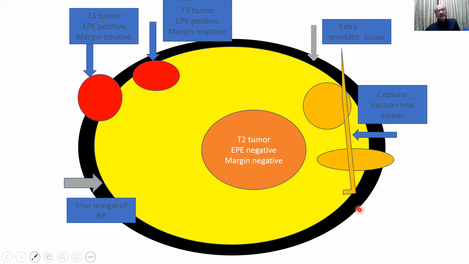Sometimes the surgeon actually cuts the capsule. Then we may find upstaging, and we should be careful not to stage on these sides. So we'll have to see whether it is really extraprostatic extension and whether the margin is really positive or not.